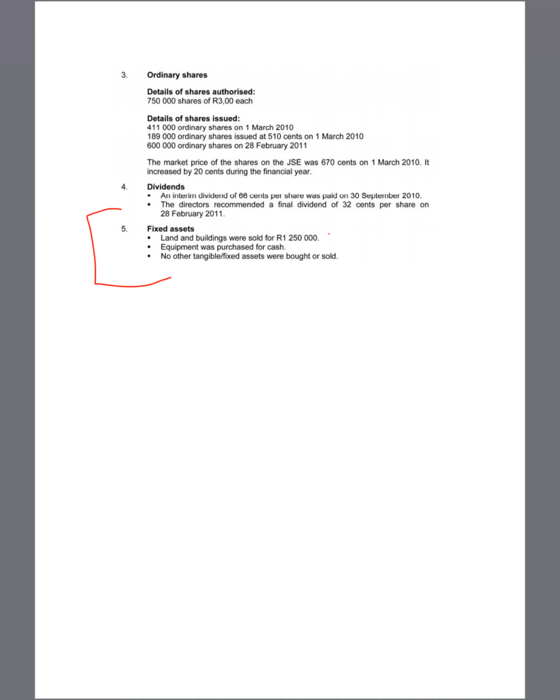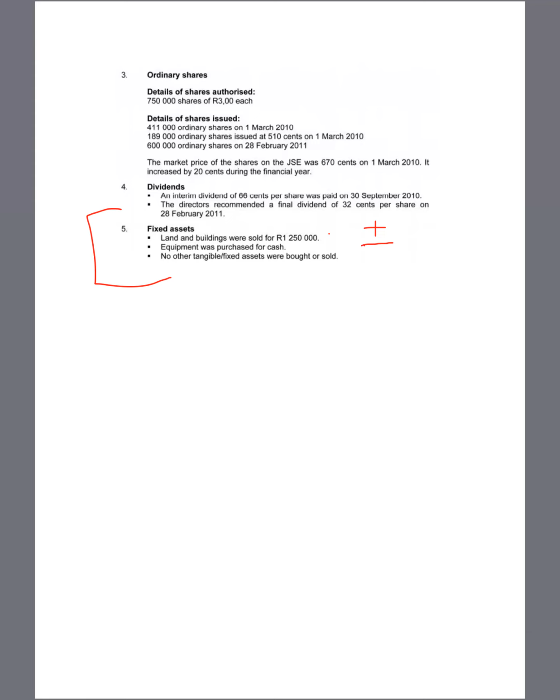It becomes more because you sell. Yes, that means I'm getting money in, so I know that I'm going to add that, right? Yes. And then I go to my equipment was purchased for cash. What happens when I purchase equipment? Your bank is going to decrease because you're buying. Perfect. And then the last one says no other tangible or fixed assets were bought or sold, right?